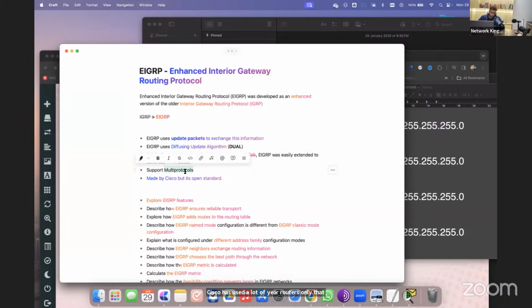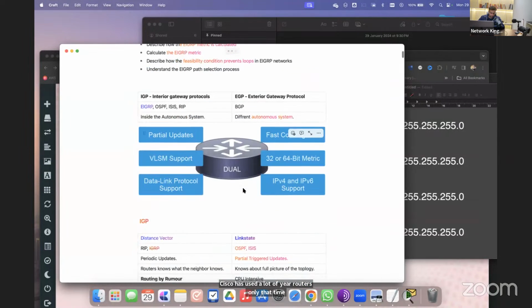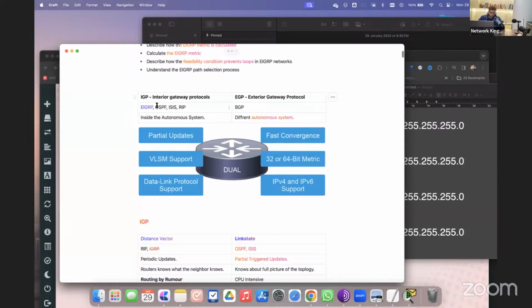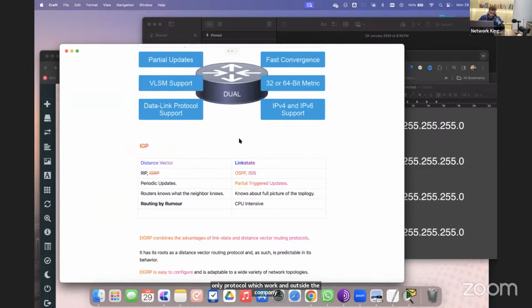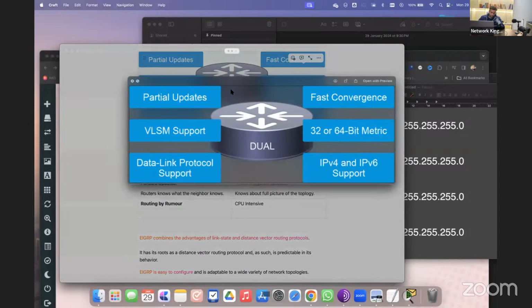It supports multiple protocols. Okay. So now, as I mentioned, IGPs like EIGRP, OSPF, IS-IS work inside the company, and BGP is the only protocol which works outside the company. EIGRP, OSPF, RIP run inside the company. Okay. So now in EIGRP, there are six important things.